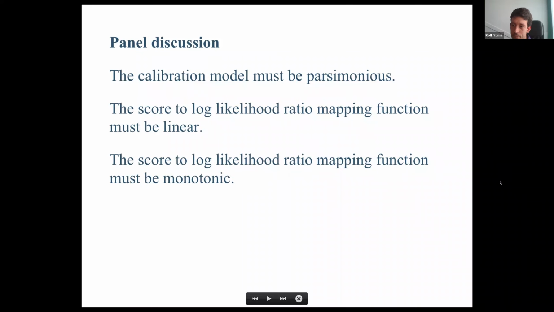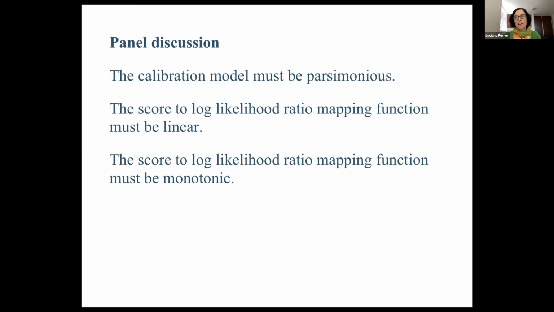Luciana, would you agree? Parsimonious, I think it's required when you have little data. It's probably not necessary if you have lots of data. And you may actually get a richer, better calibration model if you use something that has lots of parameters, if you can afford it because you have lots of data. Linear, of course, is not a requirement. And monotonic, I could contend that it's perhaps not necessary either.